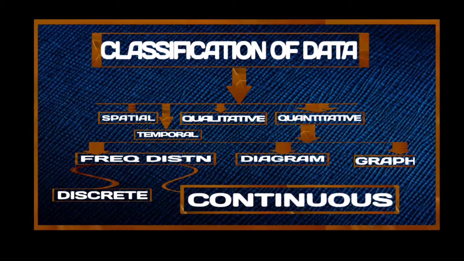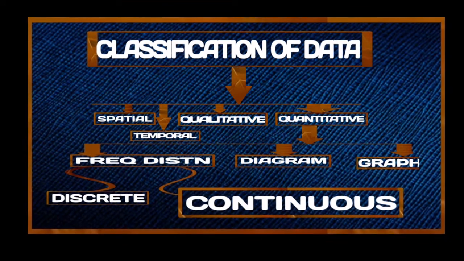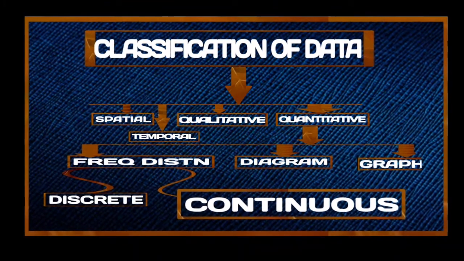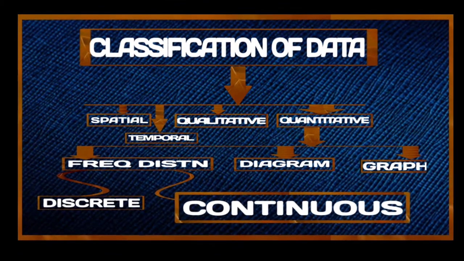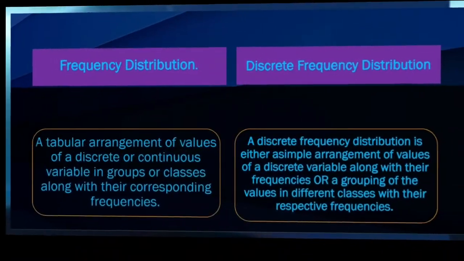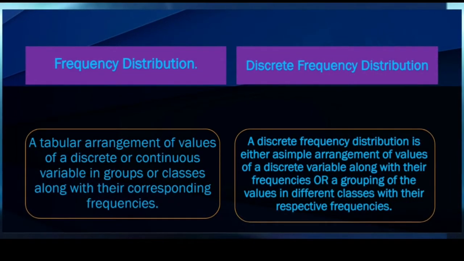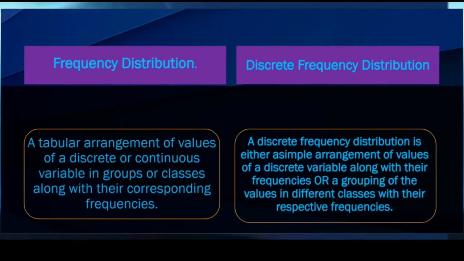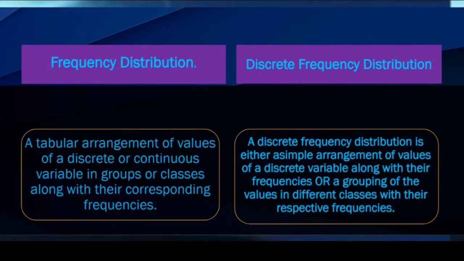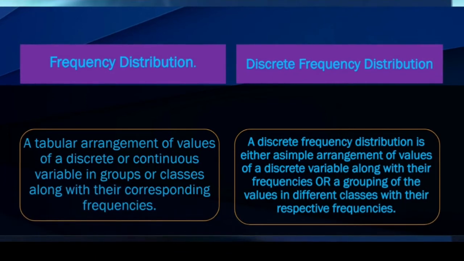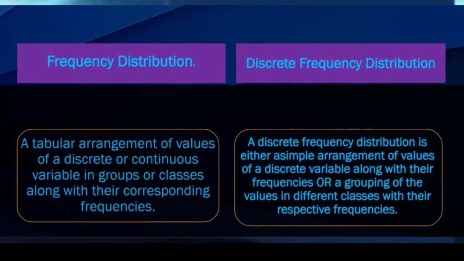The concept of frequency distribution and the construction of discrete frequency distribution have already been pretty well explained in one of my previous videos. The link of the video is being dropped in the description. Here we will deal only with their definitions. A frequency distribution is a tabular arrangement of values of a discrete or continuous variable in groups or classes along with their corresponding frequencies. A frequency distribution can either be discrete or continuous.